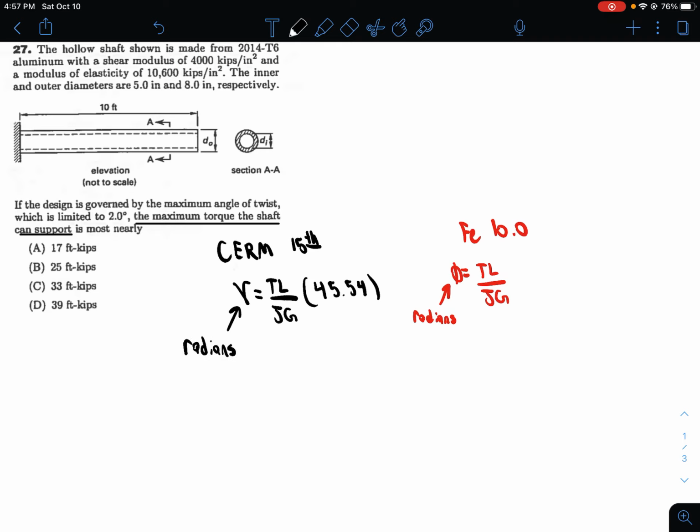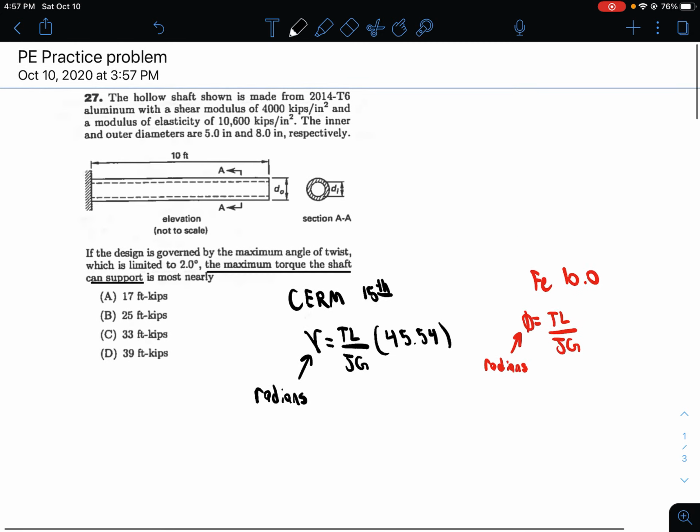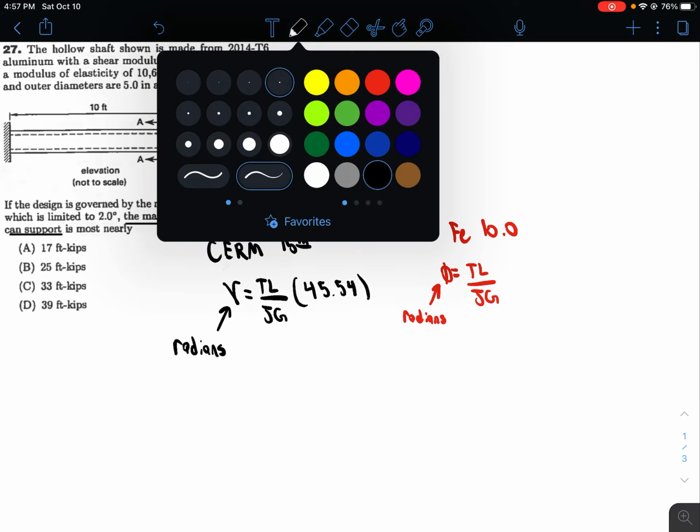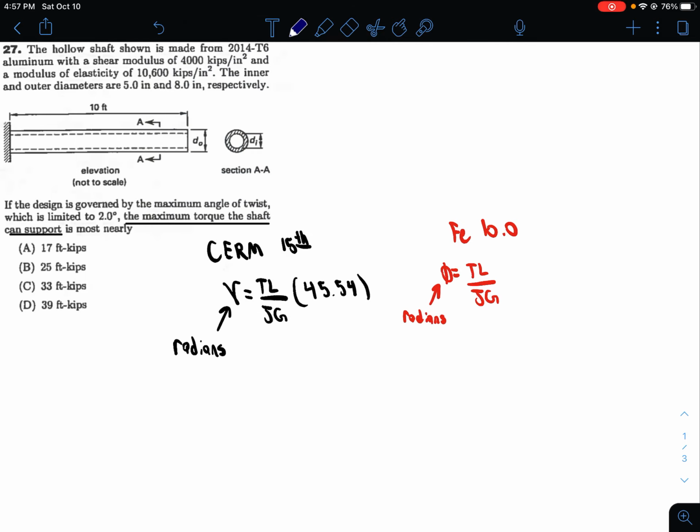because they give us the maximum angle of twist permitted, limited to 2 degrees. So even though they give us this 2 degrees, we have to convert that to radians. So let's see what else we have. Let's go ahead and write up here what we are given. So we have our gamma, which is 2 degrees.